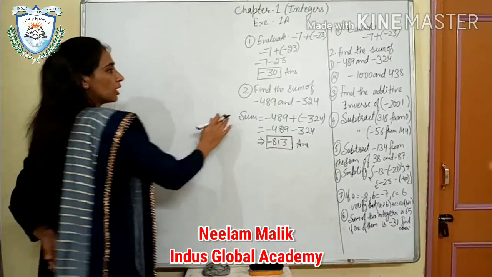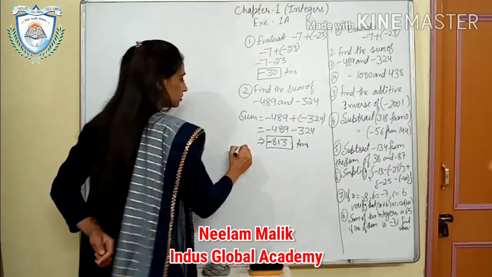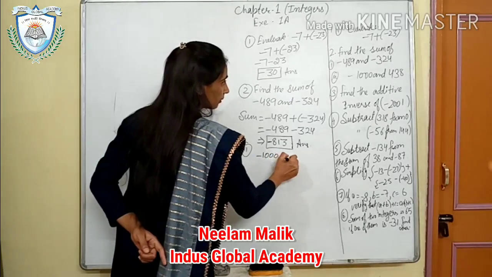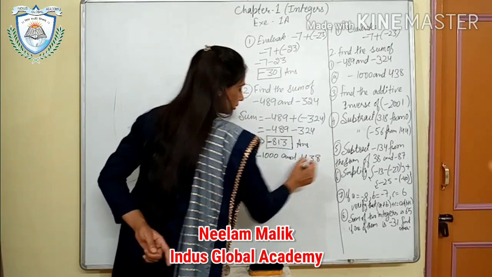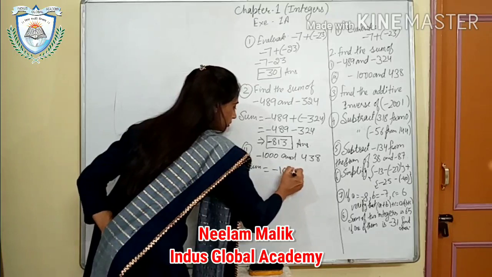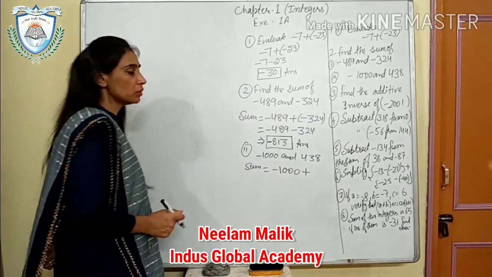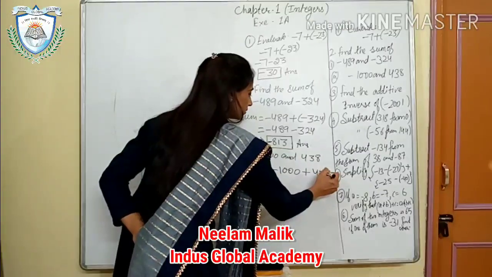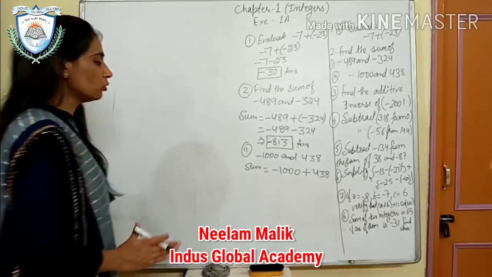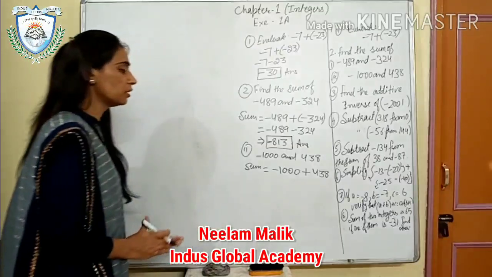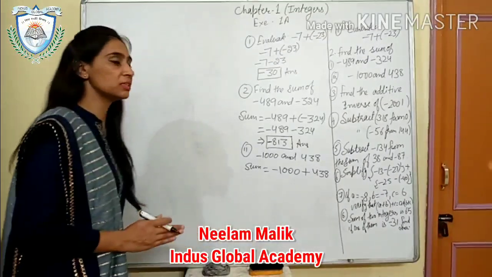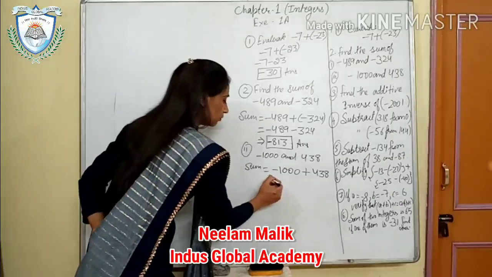Okay, now I have also taken one more example from this, that is you have to find out the sum of -1000 and 438. We have to add these numbers. So sum is equal to -1000 plus, this is positive, so no need of bracket, you just write as it is. Here in the sum, both have different signs. I told you when both numbers have different signs, what you have to do? You have to take their difference and put the sign of the greater number. So sign will be negative.